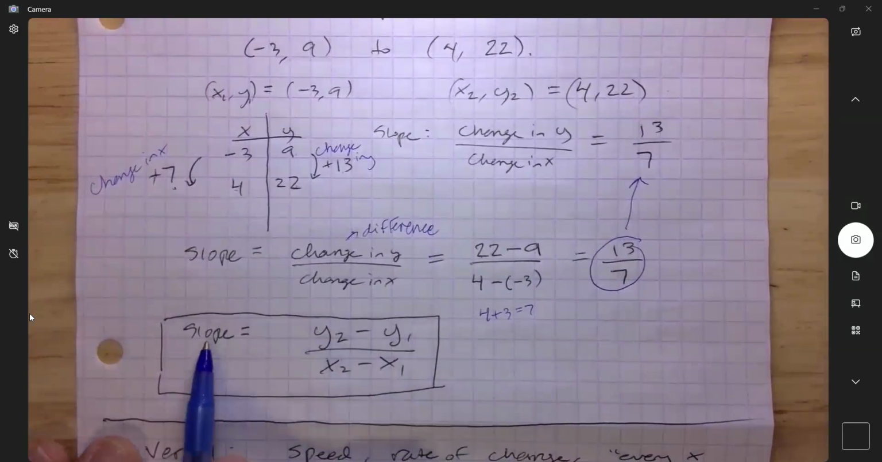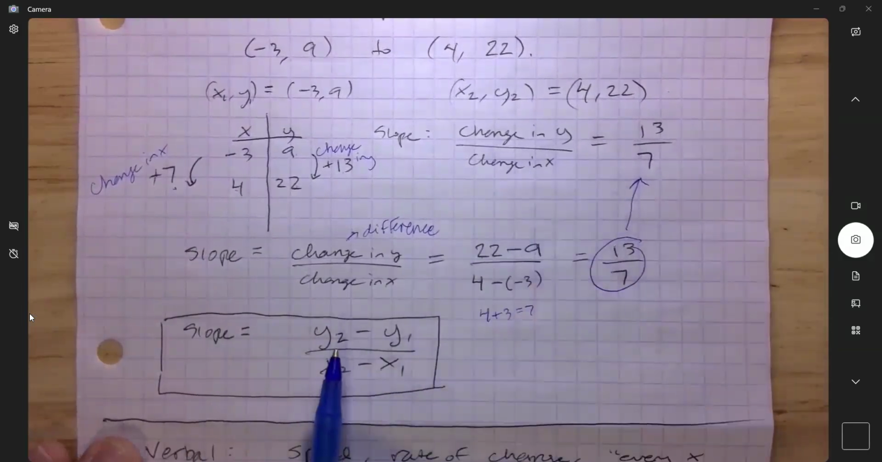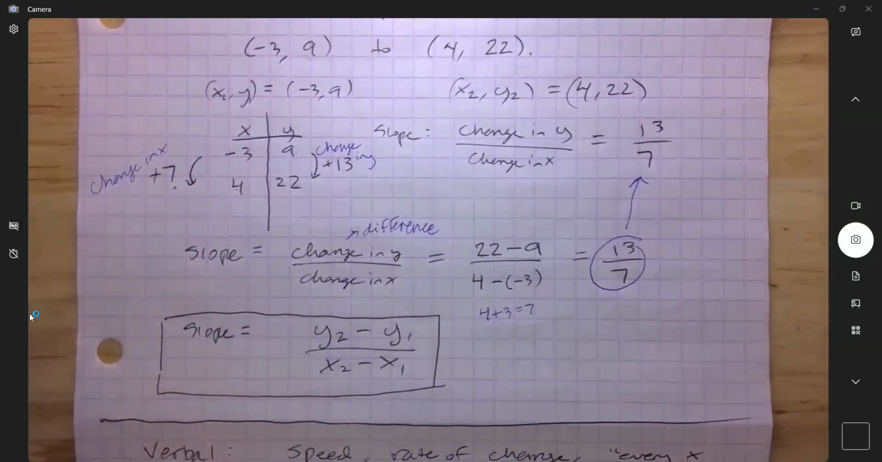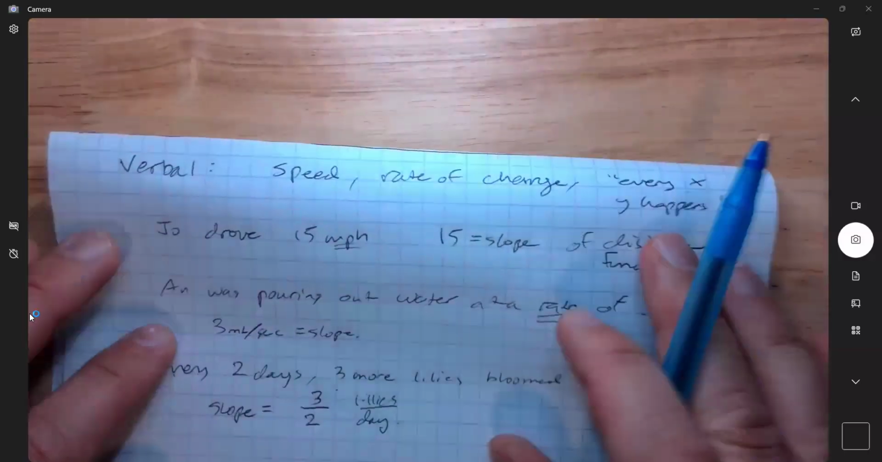So in addition to seeing slope is change in y over change in x, we often see it written as y2 minus y1 over x2 minus x1. Okay. So that's our numerical. And then we have our verbal.